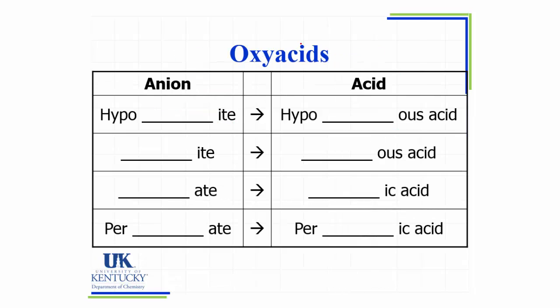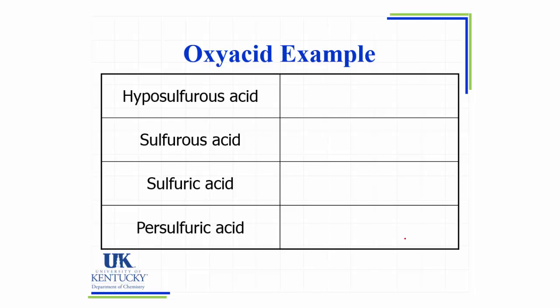Now we can look at how we name the acids based on the name of the anion. Any anion that has the hypo and the ite in the name will be named hypo, and the end of the acid name will be OUS. If we have the ITE ending on the anion, the ending on the acid is OUS as well. For the ATE ending, we have ic acid, and for per and ATE ending, we have per-ic acid. So let's look at an example of how we would use this. For sulfuric acid, this came from the ATE ion, or sulfate, and so it is H2SO4.